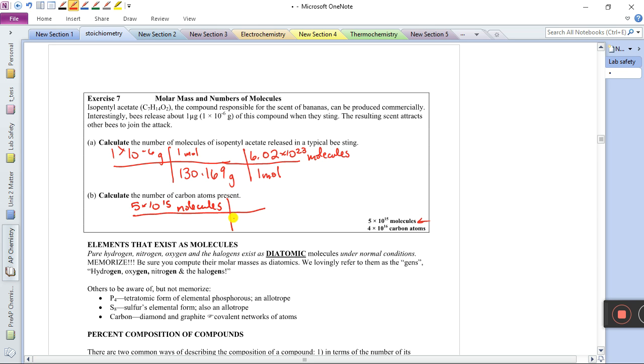Where else do we need molecules? On the bottom. How many molecules will this be if we're trying to get to carbon atoms? 1 molecule of, we're just going to call it IA, isopentyl acetate, is going to have how many carbons? 7.